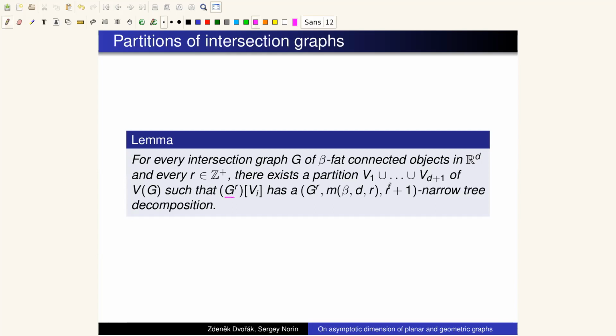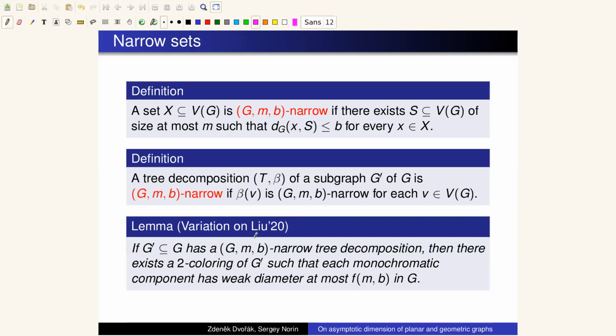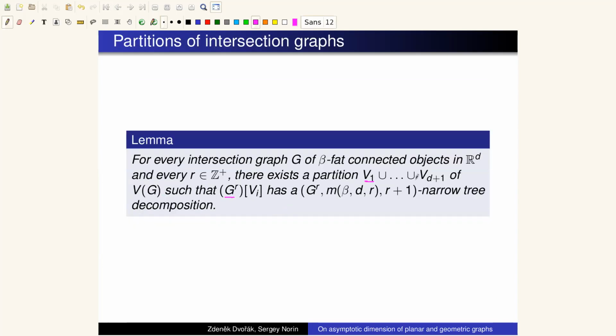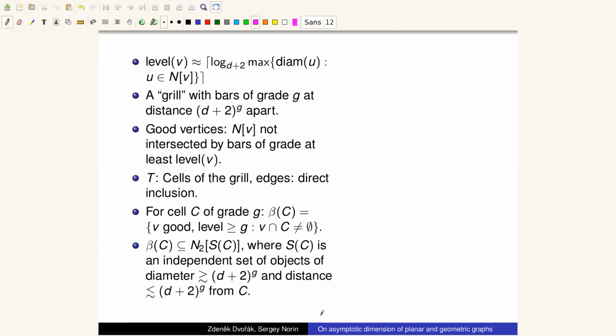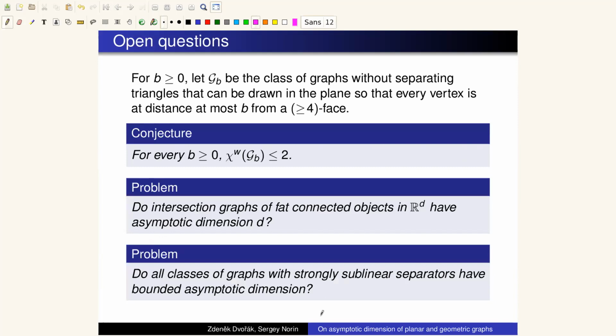And then we use the result that graphs of bounded treewidth, or this generalization of graphs of bounded treewidth, have asymptotic dimension 1. So you can color them using 2 colors. So you spend 2 colors for each of these parts. So you will have 2d+2 colors in total, which means that you will be getting asymptotic dimension 2d+1. And things are technical, and I will skip them.